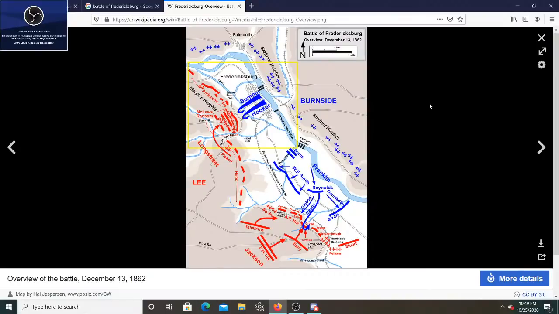Exactly. So what about down on Jackson and Franklin's front? Has that developed too? There's some stuff for it, but I didn't have time to check it out. And keeping in mind, Fredericksburg was definitely the one where I was like, all right, I'm going to quickly check this out. And, you know, this isn't Shiloh. I'm not captivated.